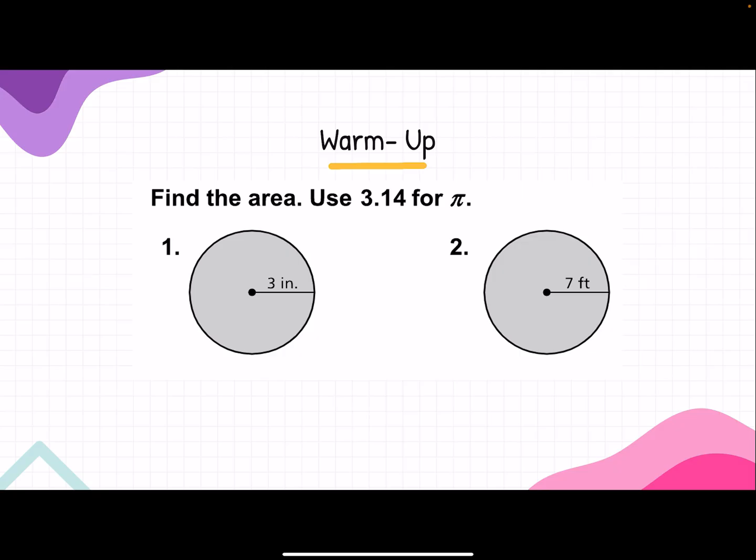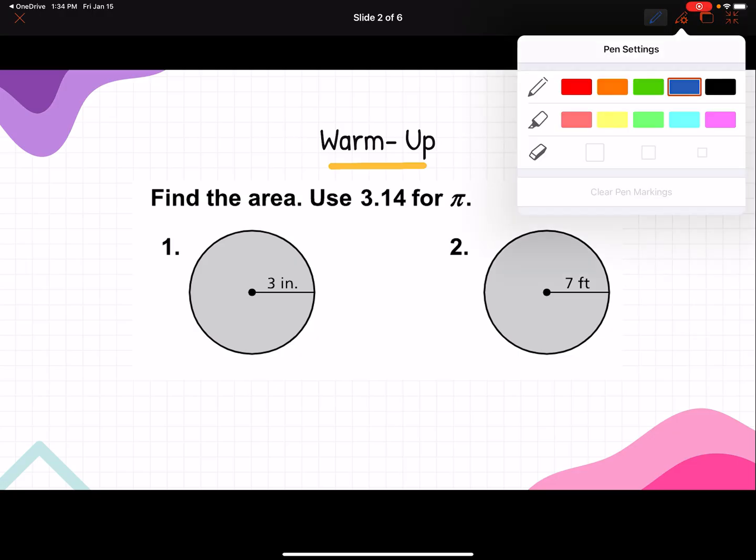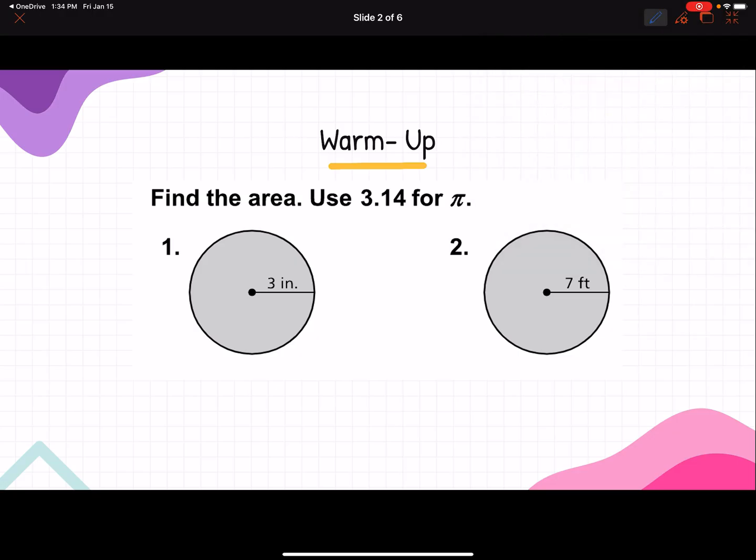Okay, I want you to try these two warm-up questions. It says find the area, and you can use 3.14 for pi. Go ahead and pause the video if you need time to work. Remember your formula for the area of a circle. Let me go ahead and put that on here. Your formula for the area of a circle is area equals pi r squared.